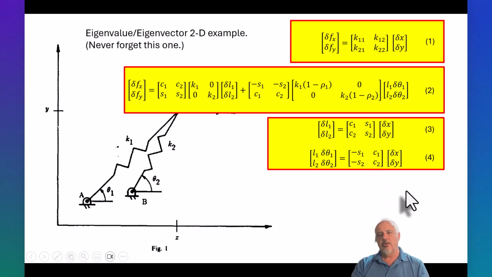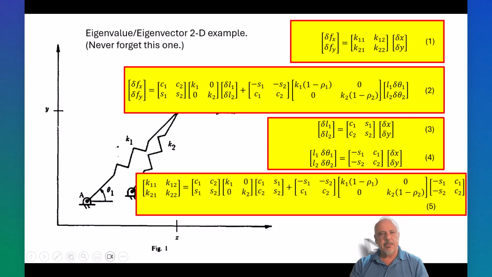And the end result of this is I'm going to get my stiffness matrix. I'm going to get that delta Fx, delta Fy is equal to this K times delta X and delta Y. So there's my K. I'm going to have this matrix times this diagonal matrix, and then I'm going to have that matrix over here. And then I'm going to have this matrix right here, and I've got a diagonal matrix right here, and then I'm going to have this matrix right here.